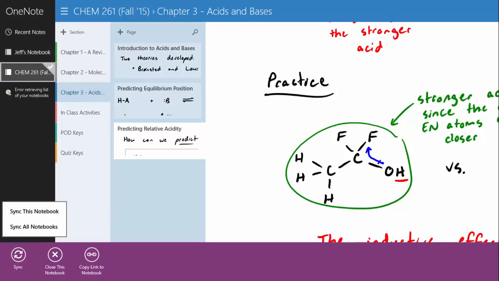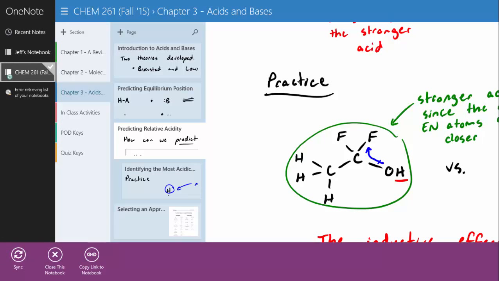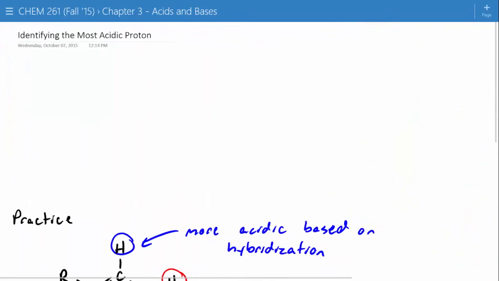Load correctly here. Here we go. All right.